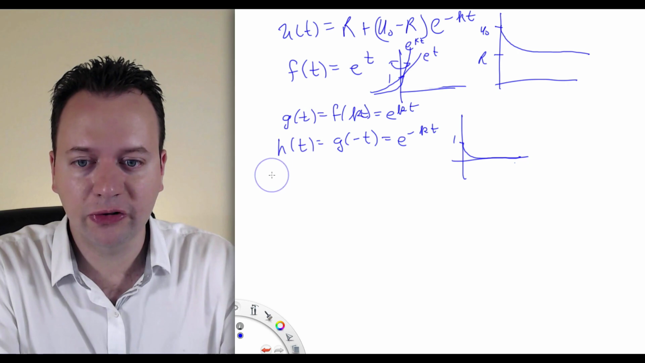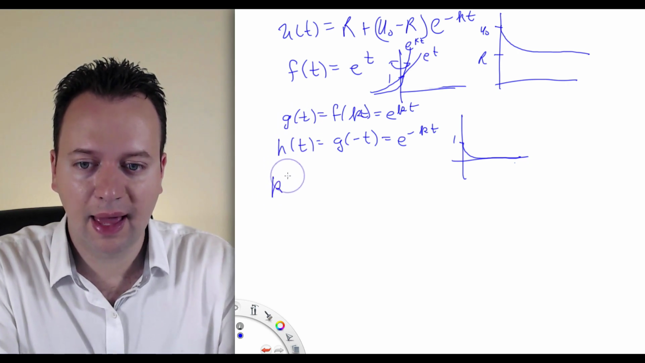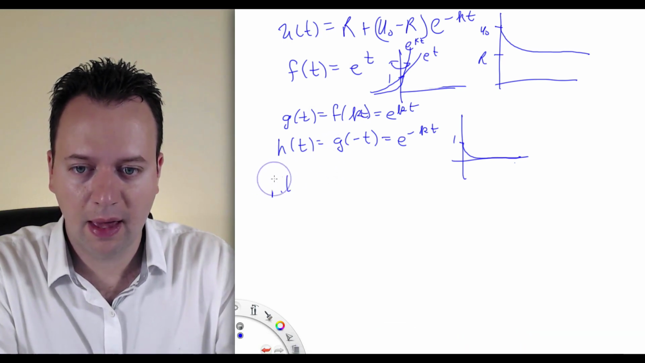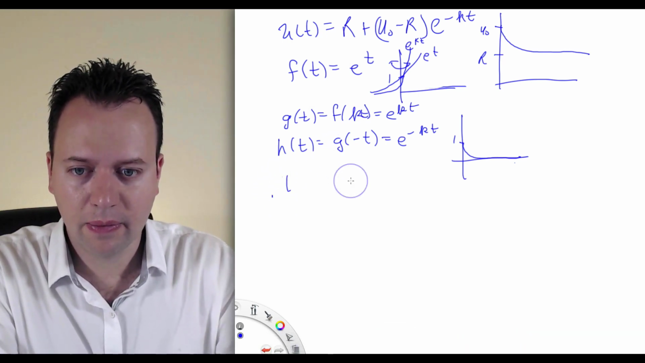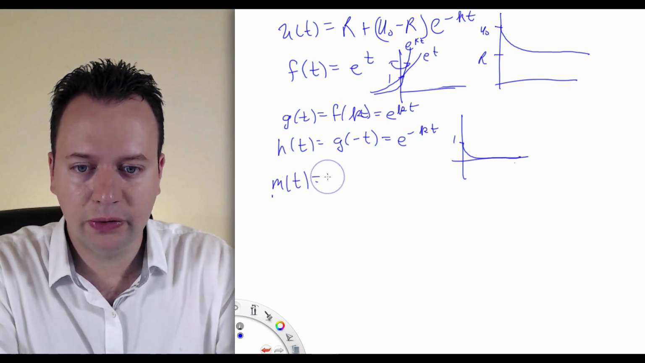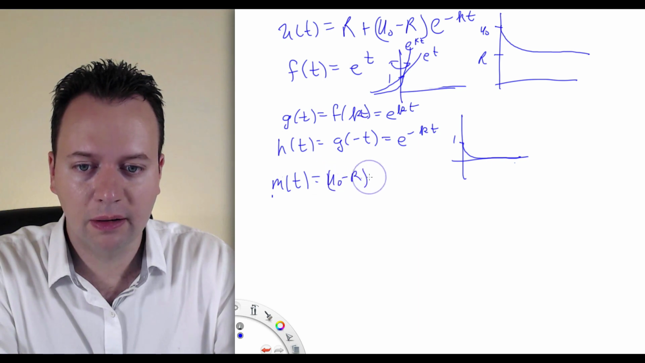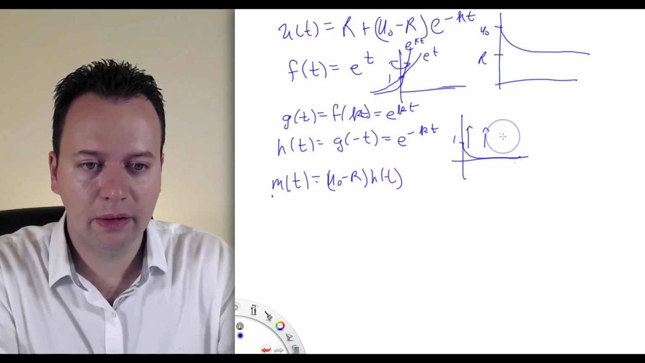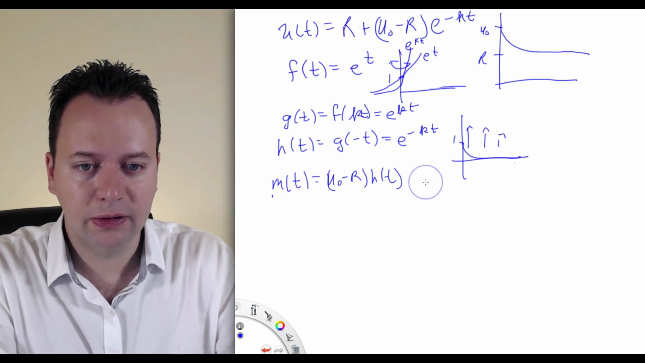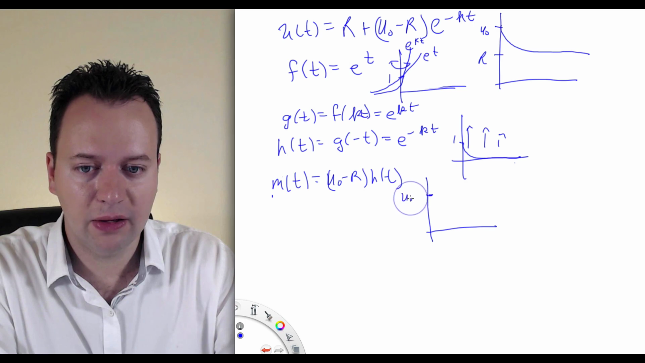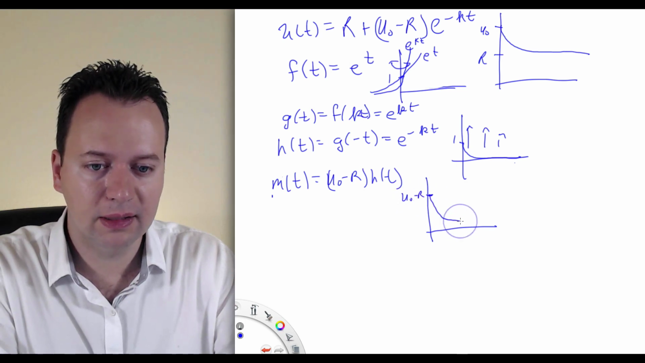So next we multiply it, so let's say m of t is equal to u0 minus R times h of t. Right, so now we have this vertical stretch. So the new function, instead of starting at 1, is going to be starting at u0 minus R and then still decaying.